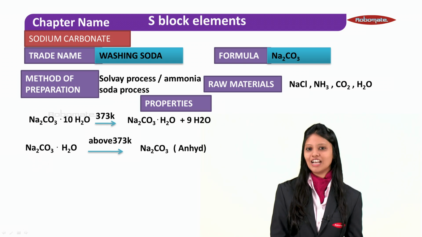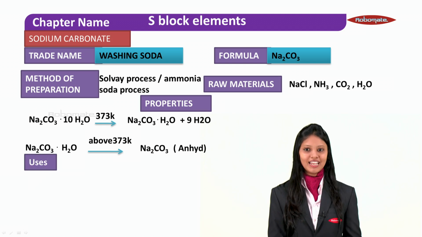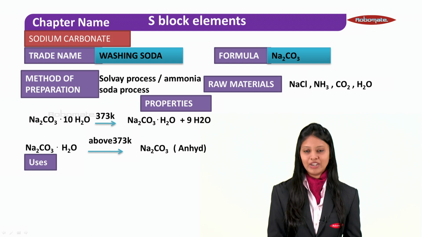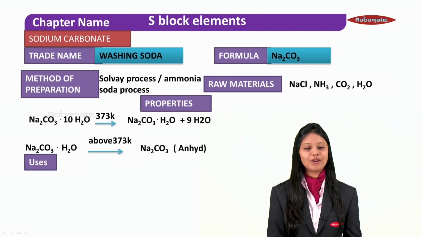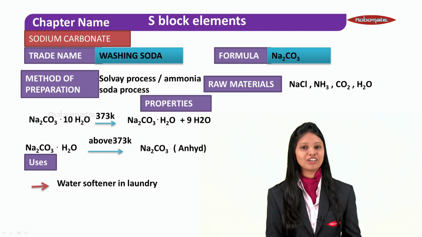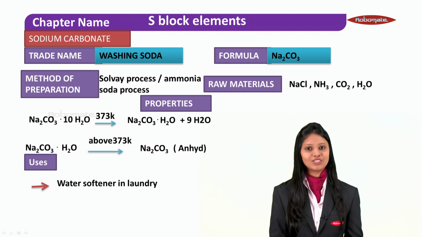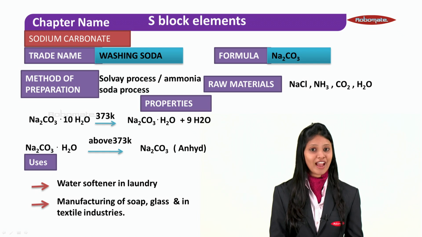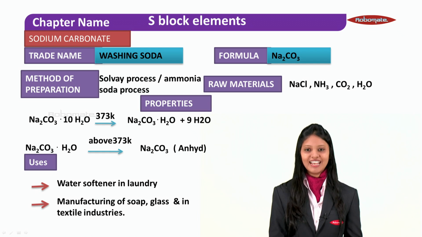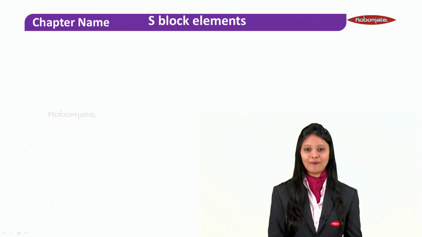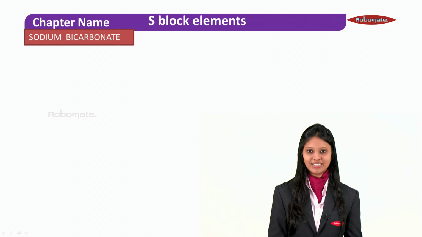Let's understand the last part, and that is uses. Where can we use sodium carbonate? One very important use, sodium carbonate is used as water softener in laundry. And second important use is sodium carbonate is used in manufacturing of soap, glass and also in textile industries. So this was about sodium carbonate. Let's move to the next compound, and that is sodium bicarbonate.